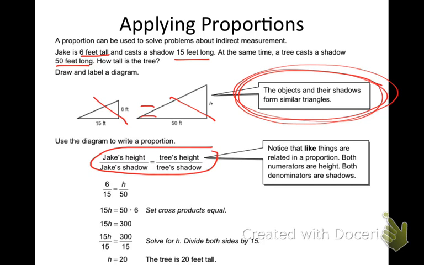Okay, so for instance, I would do 6 over 15 equals h over 50. Now I use cross products and I can solve the height, the tree is about 20 feet tall. Again, it's easier to do this than it is to scale a tree and try and find the height that way.